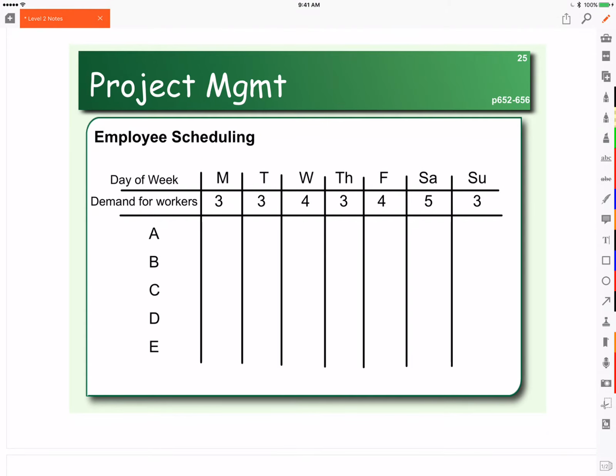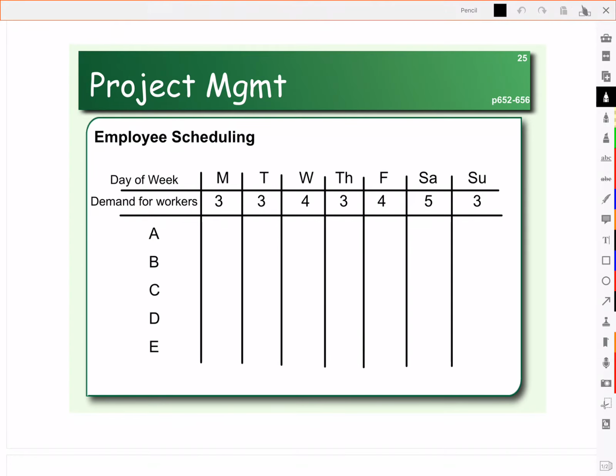So here we have a project where we have 5 workers that are employed with us. And we're going to need 3 people on Monday, 3 on Tuesday, 4 on Wednesday, 3 on Thursday, 4 on Friday. Saturday is a busy day, so 5 then. And we're going to need 3 on Sunday.